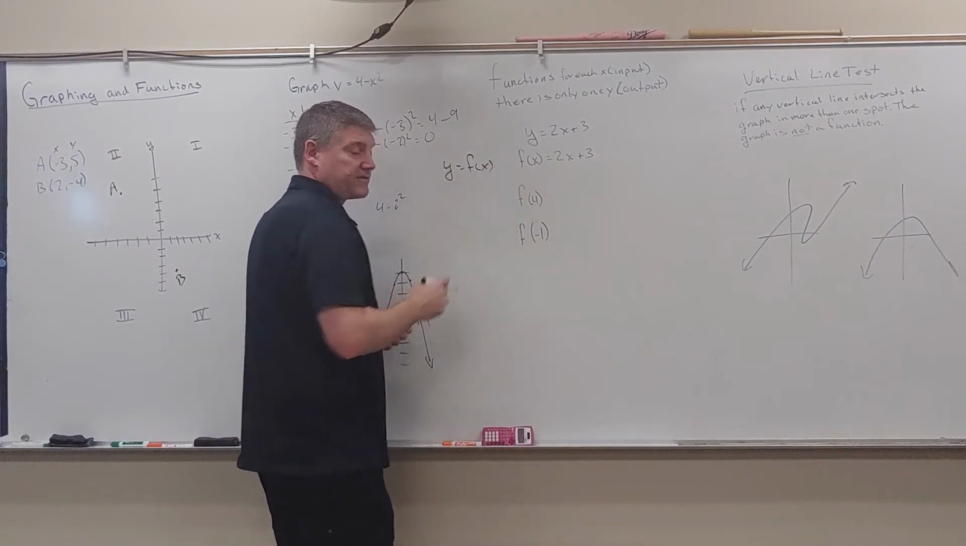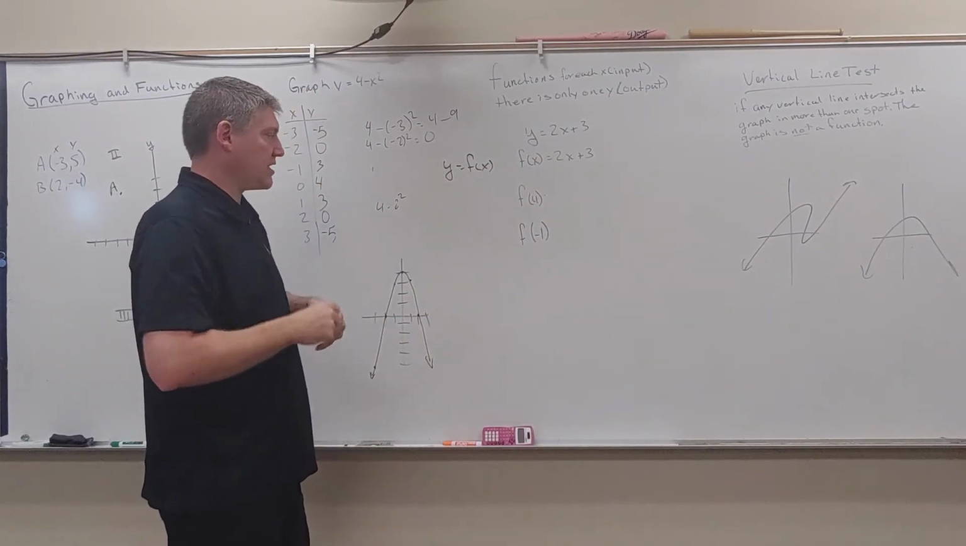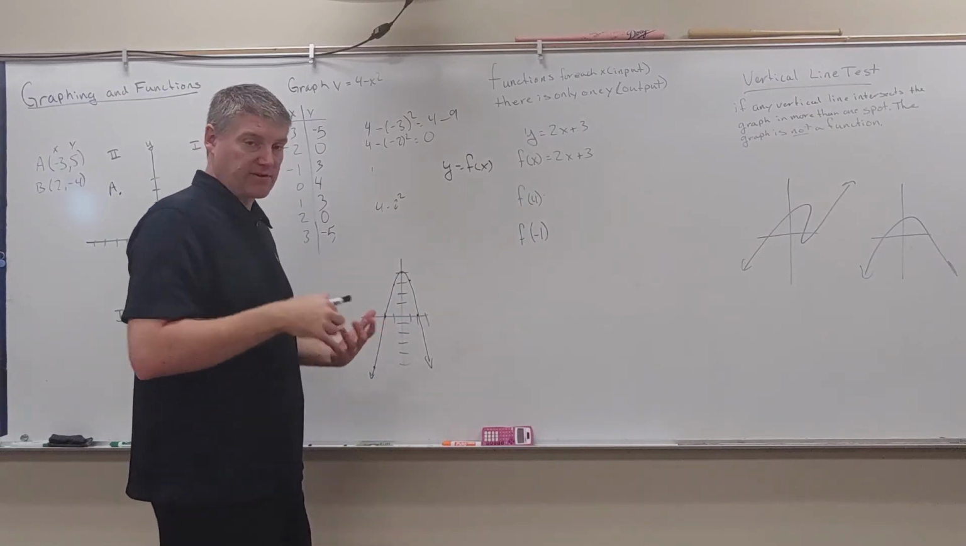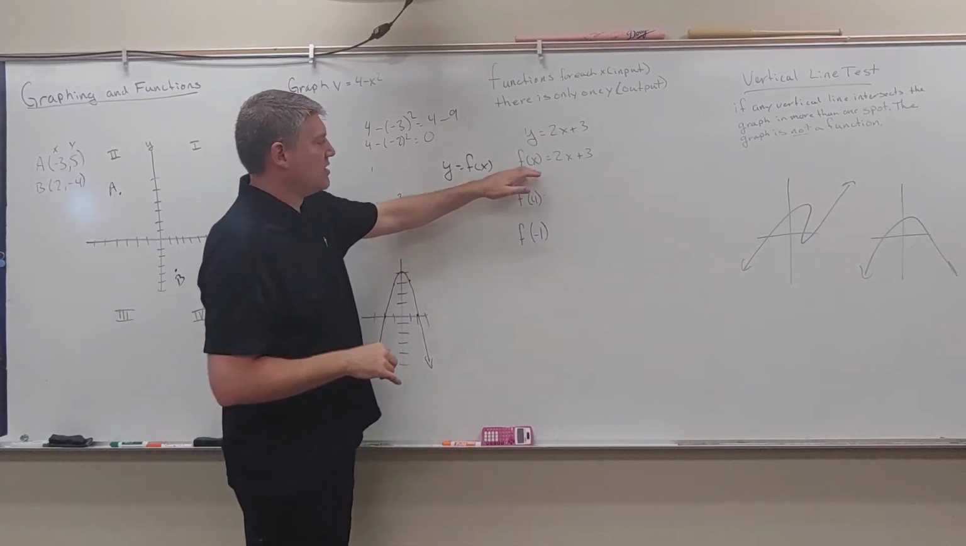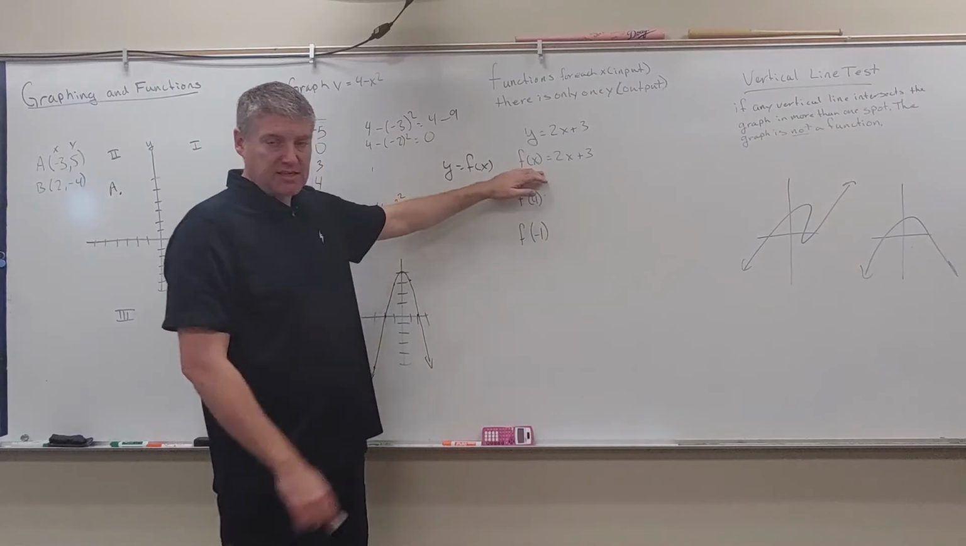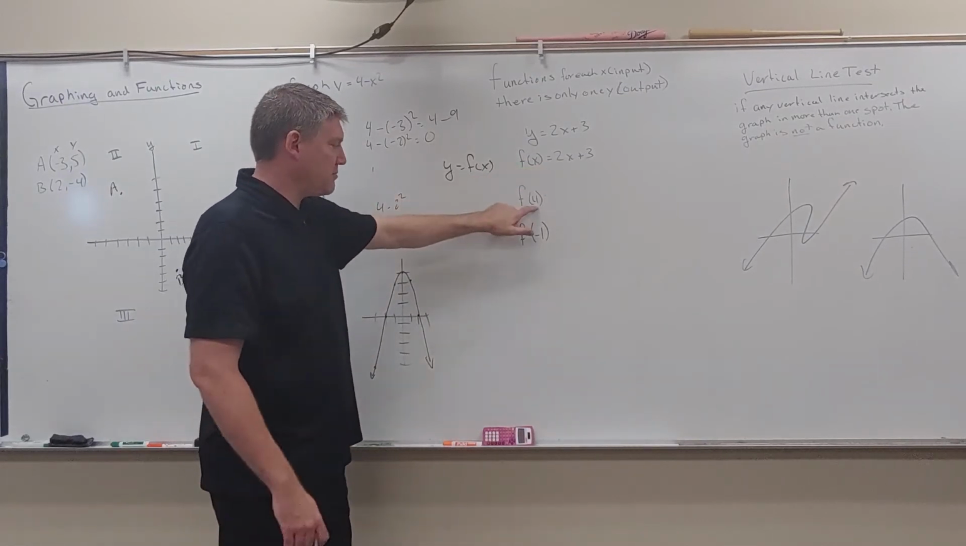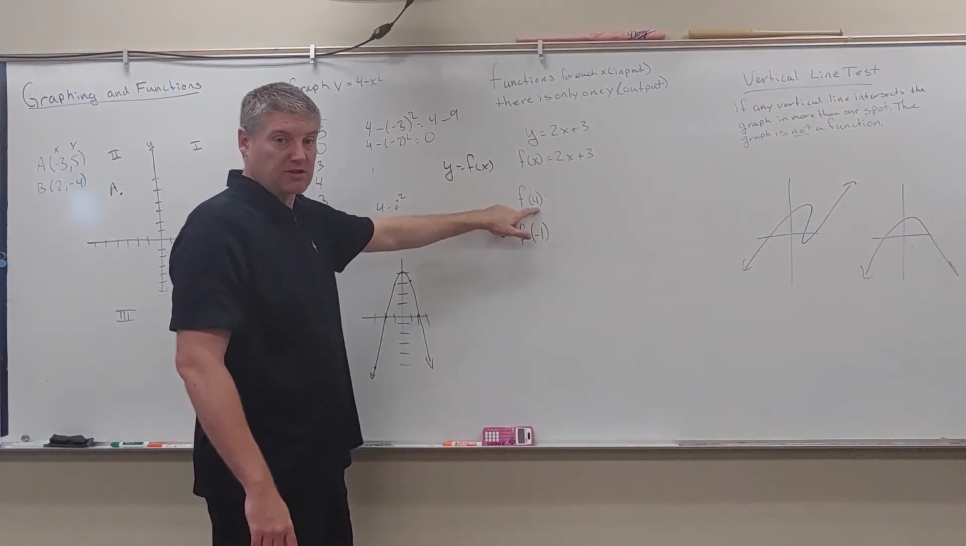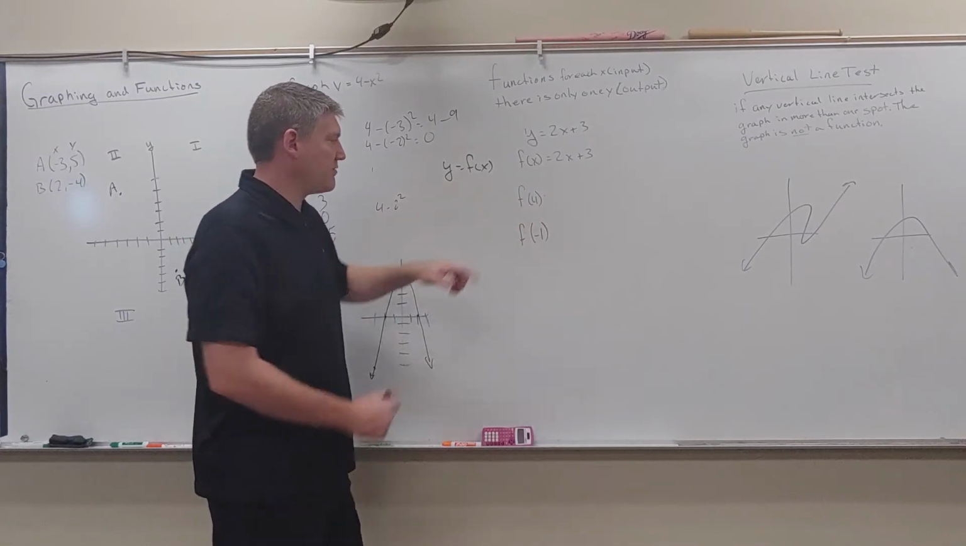This is not f times x, okay? So don't think that this is a multiplication and you're solving for x. That's not what this is. This says f of x. The nice thing about function notation is it tells me my input. So it tells me which is my input. So it tells me 4 is my input.